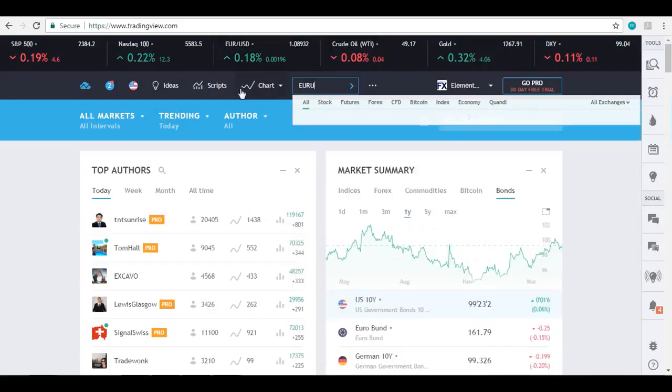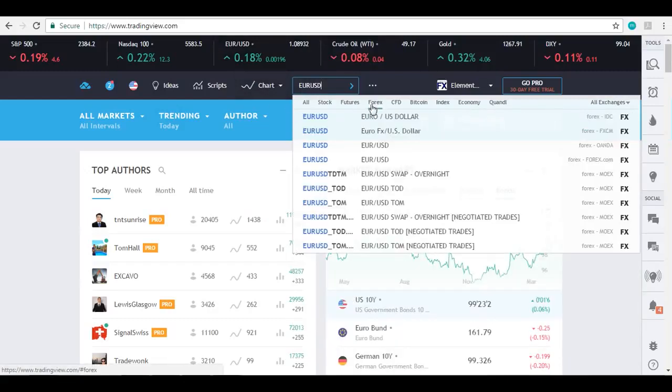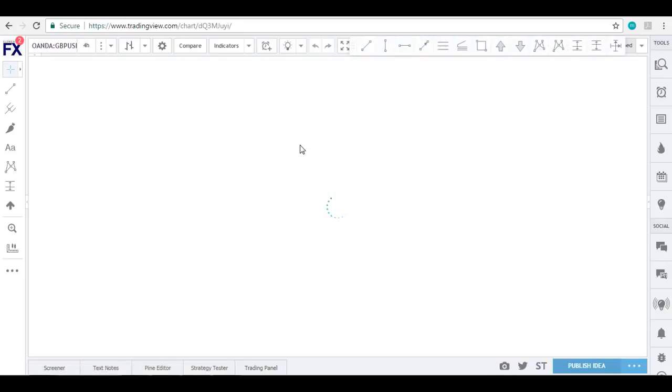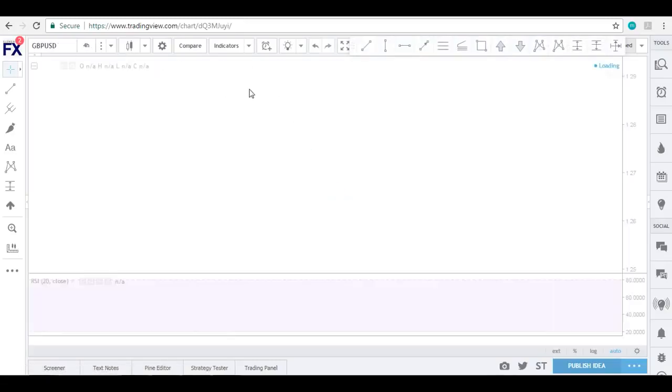But for today we will go through EUR/USD, and if you click Forex, you can see that we have many different options because these are the different charts offered by different brokers. We have OANDA's charts, we have FXCM's charts, and we have IDC's charts. So for today, let's just look at IDC. EUR/USD on this is the EUR/USD on the 4-hour chart.